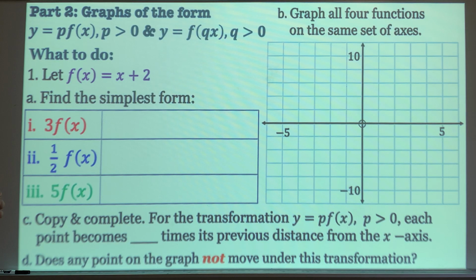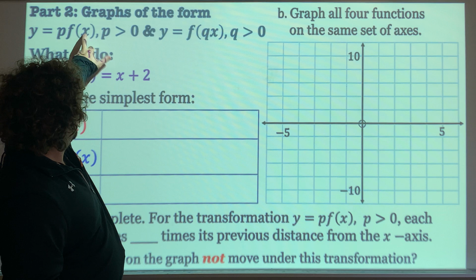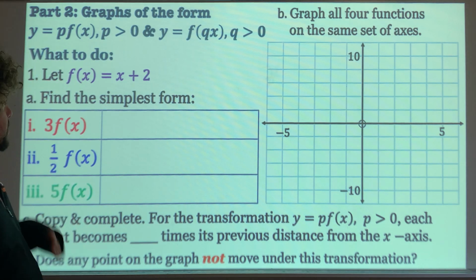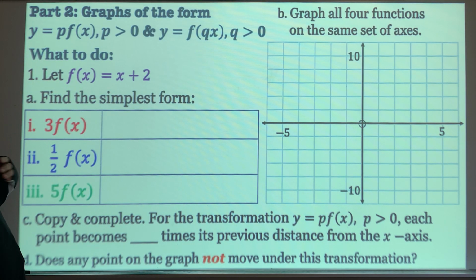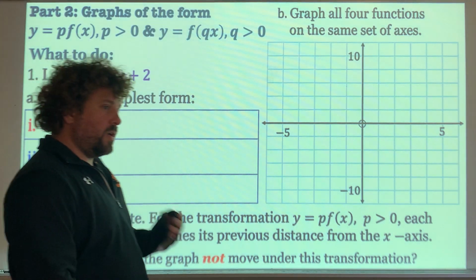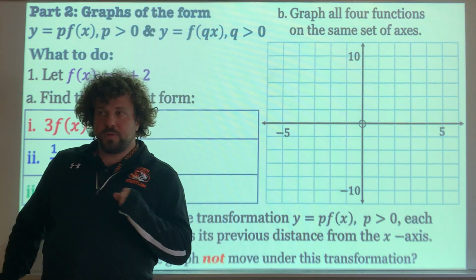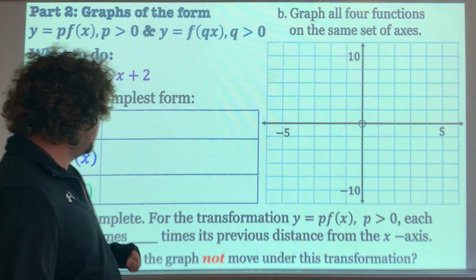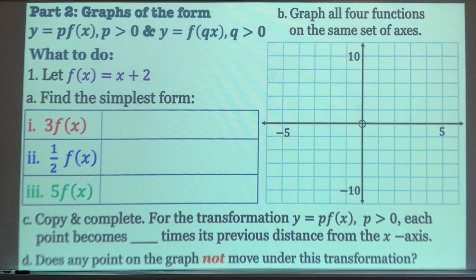Now say we have a graph in the form p f of x, where p is greater than 0, or y equals f of q x, where q is greater than 0. Now what do we do here? You guys remember? Well, let's look. We're going to find the simplest form. So what do you do when you have the scalar out front? Anyone? What do you do when you have the scalar out front?